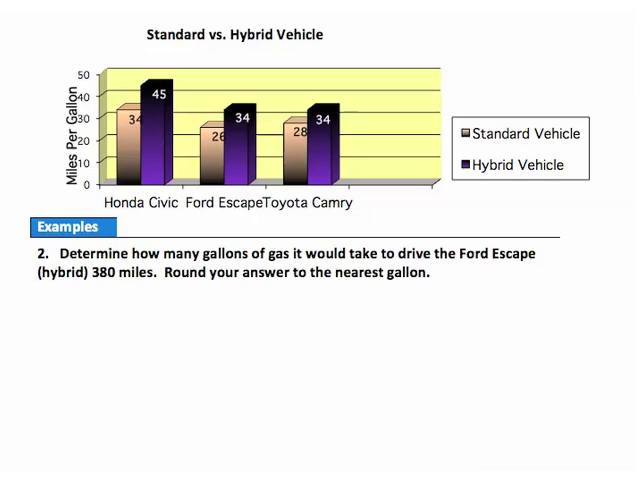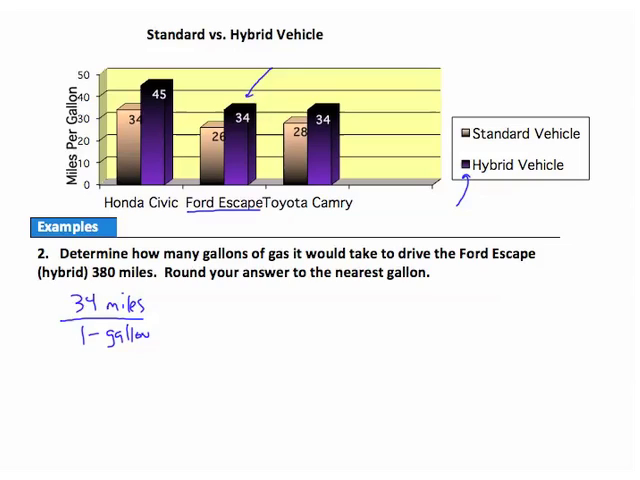First let's identify the Ford Escape Hybrid. So here is the Ford Escape. And we have two things in our bar graph here. And over here in our legend it tells us the hybrid is the purple one. So here it is, getting 34 miles to the gallon. And that makes sense that the hybrid would get more than the standard. So if we were to write this as a ratio, we would have the ratio 34 miles to 1 gallon of gas for the Ford Escape Hybrid.